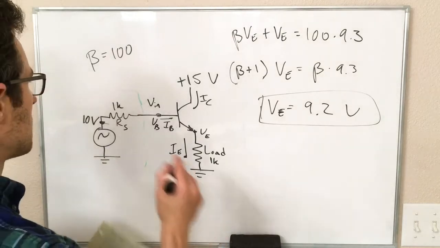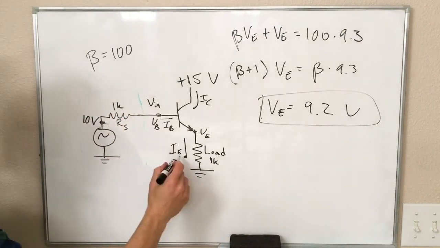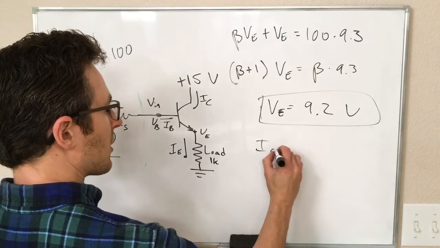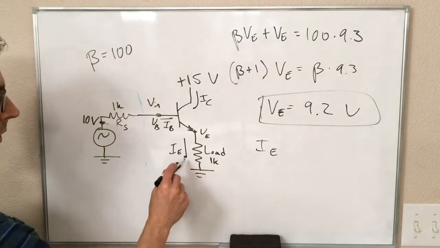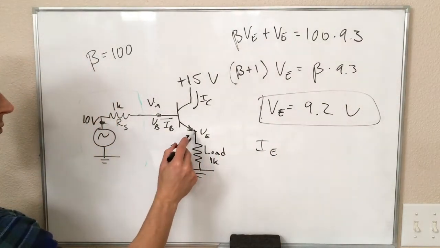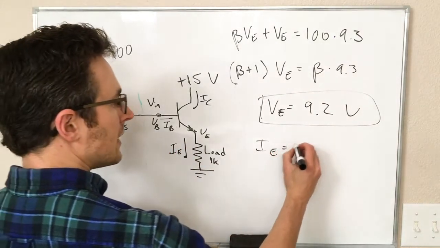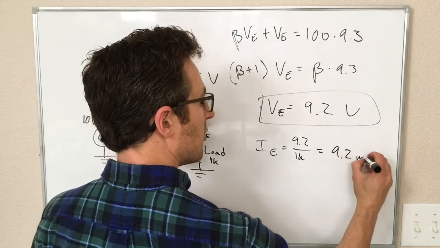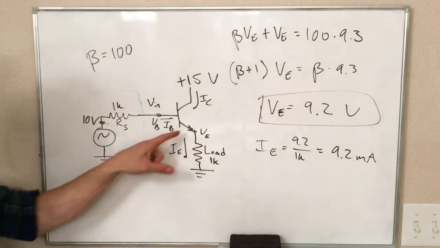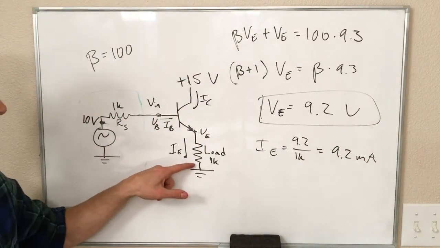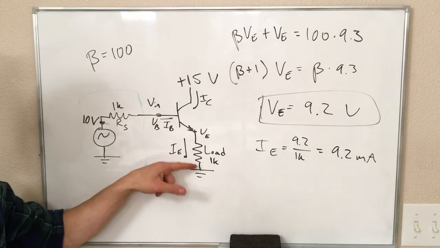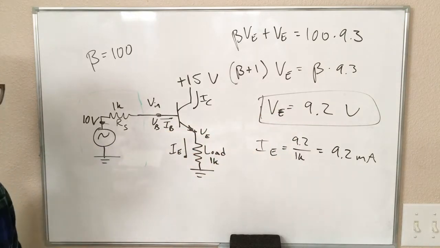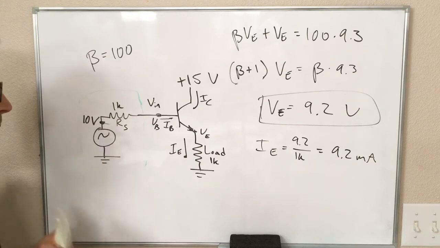Here's one thing to notice. If we look at what the actual values of the current are, the current through the emitter, the current coming out of here, if VE is 9.2 volts, IE is 9.2 over 1 kilohm, that's 9.2 milliamps. So we're getting 9.2 milliamps of current through our load, or 9.2 volts across our load, however you want to think about that. What is our base current?